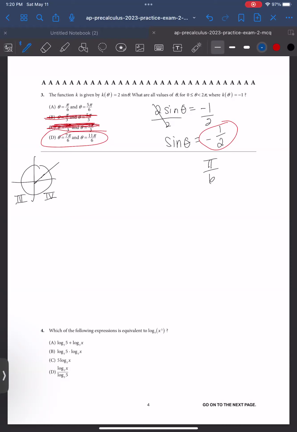Right. So it's the product property of logs. No, power property of logs. Which says if I have a 5 right here, it's the same as saying 5 log base 3 of x. So it is C. Does this make sense? Yep. Yeah. If I'm going too fast, you guys can tell me. I'll slow down.